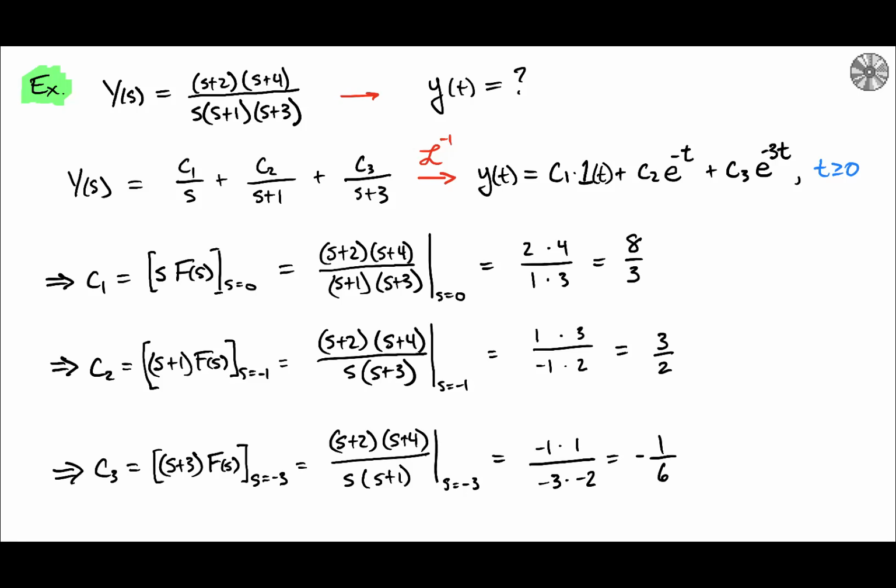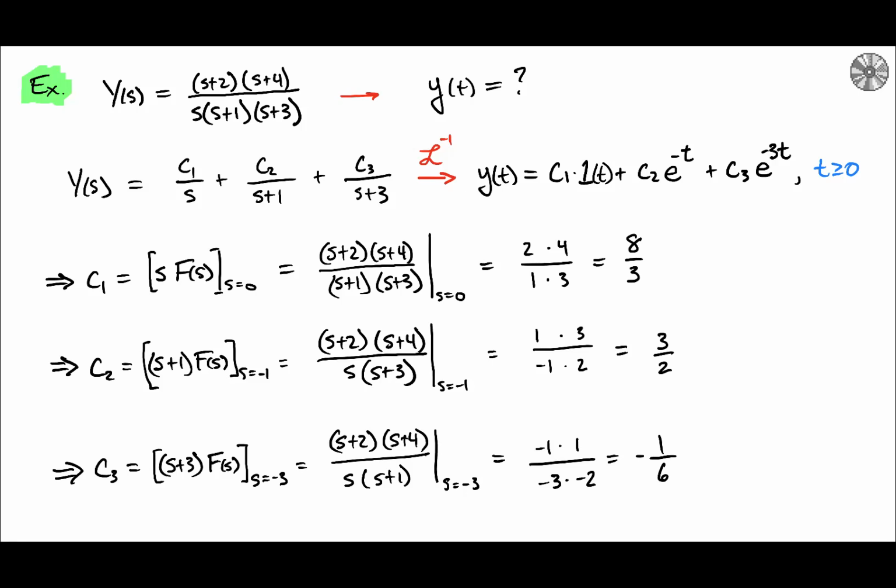So the point of this is to cancel out that element of the denominator, so when you evaluate at S equals 0, now you just plug in S equals 0 and you get 2 times 4 in the numerator and 1 times 3 in the denominator. So it's quite easy to evaluate. And so this means that C1 is equal to 8/3.